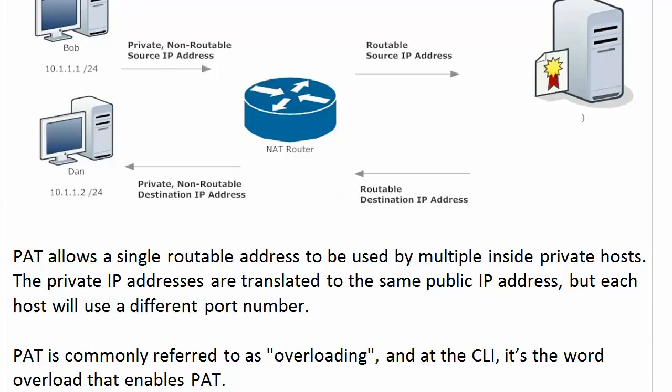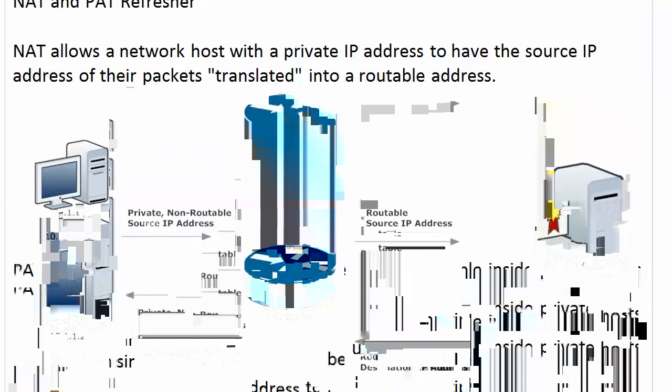Port address translation, PAT, allows a single routable address to be used by multiple inside private hosts. The private IP addresses are translated to the same public IP address, but each host is going to use a different port number. And even better, that single public IP address is going to be the address that we're already using on the outside interface of this router. So that works out really well. PAT is commonly referred to as overloading, and at the command line, it's actually the word overload that enables PAT. So that's where the term overloading comes from.